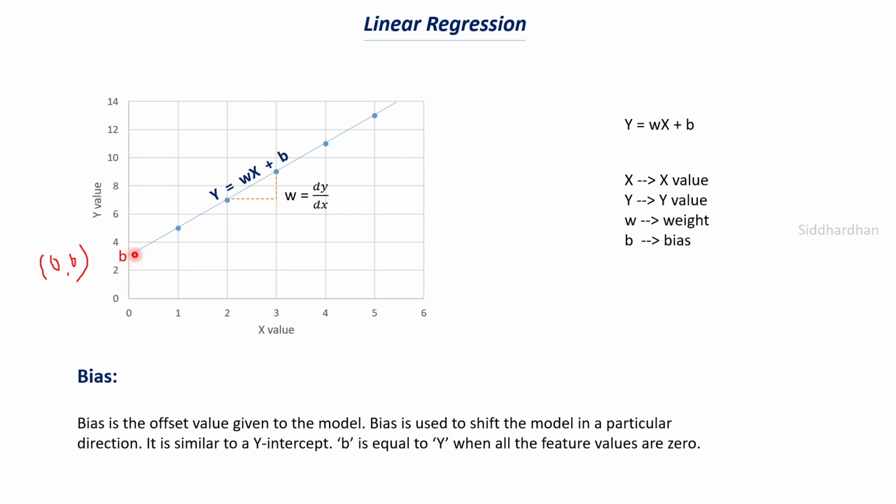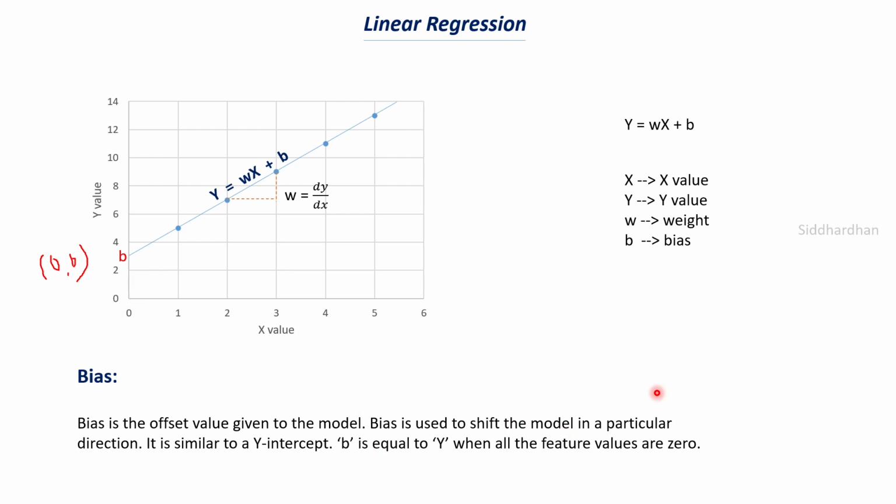When it comes to linear regression, changing the bias value will shift the line, sorry, this particular point, in the upward direction or lower direction. Okay, so that is all about bias. So bias is the offset value, and it is used to shift the direction of the model. Okay, and it is similar to the y-intercept. So this is nothing but the y-intercept. Y-intercept in the sense, what is the value of y when the value of x is 0. So that's what I have given here.